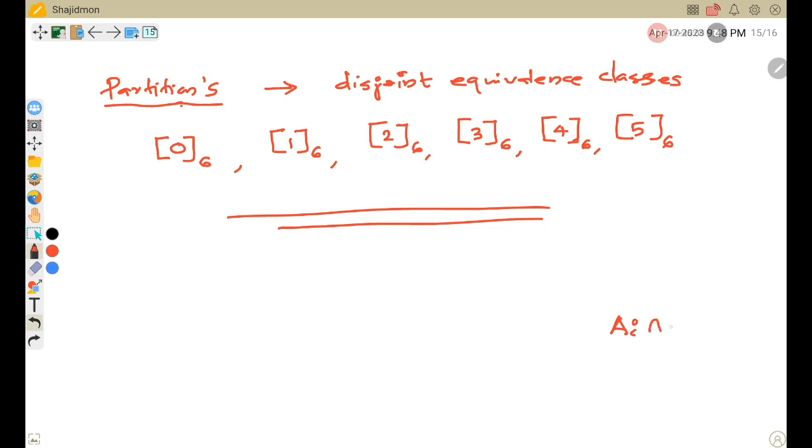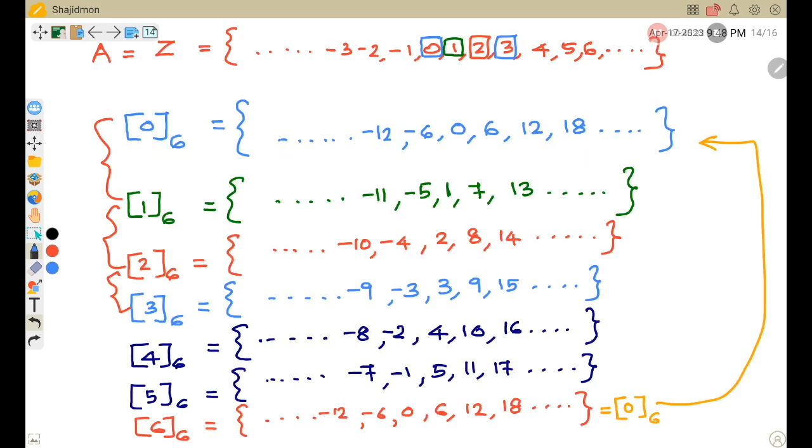Ai intersection Aj should be the empty set. What are Ai and Aj? The first one we call the A1 set, this is the A2 set, this is A3, this is A4, this is A5 and this is A6. We have 6 partitions here. If you take the intersection of any 2 partitions, the answer will be empty. There is no common element. All these 6 sets, there is no common element. That is the first condition.